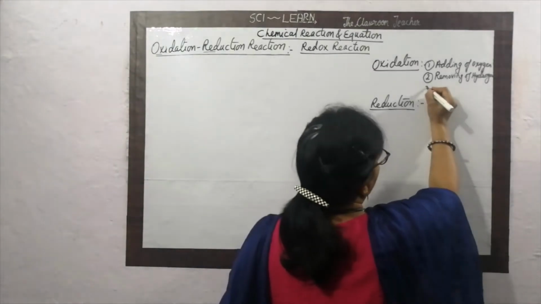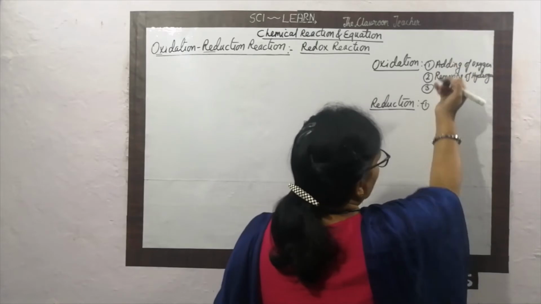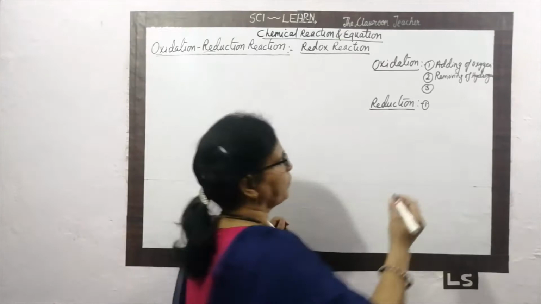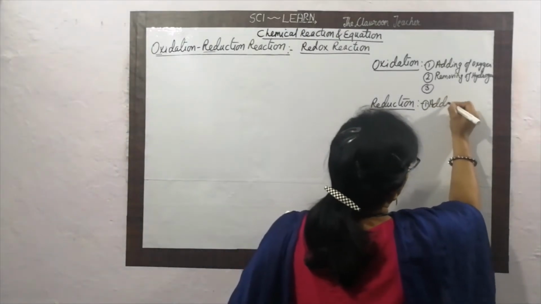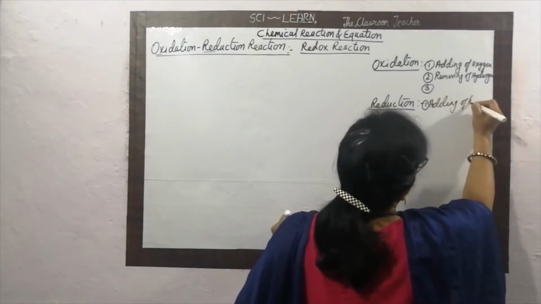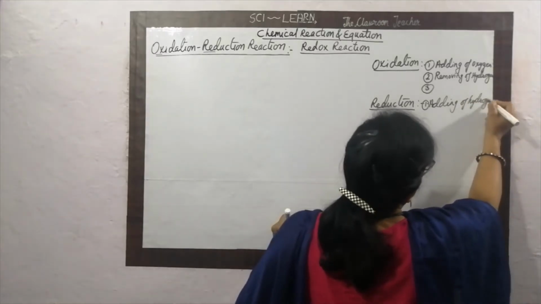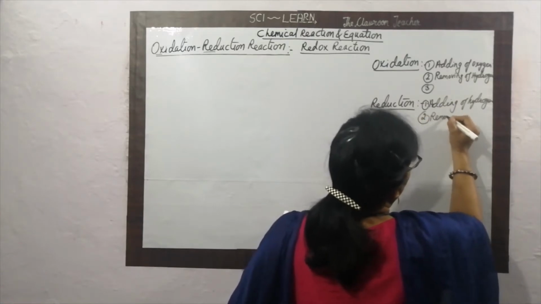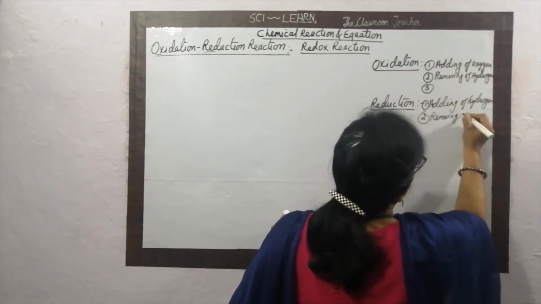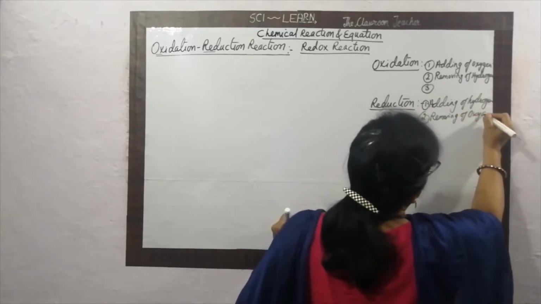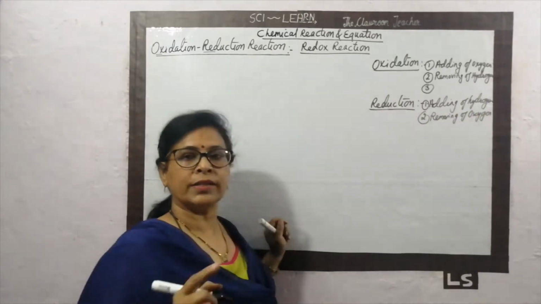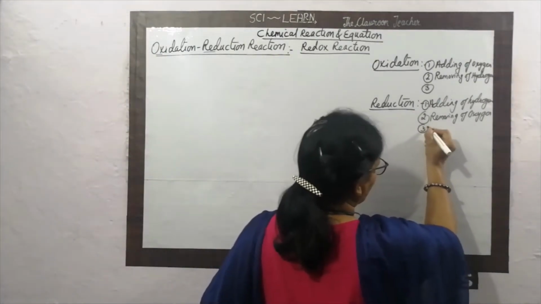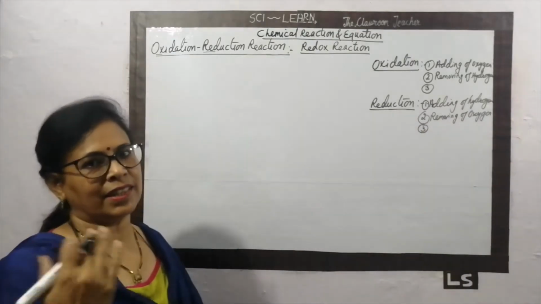What about reduction? Just opposite to this. In any chemical process, if hydrogen is added, then it is called reduction. And if hydrogen is added, something is removed: removing of oxygen, just opposite to oxidation. It means oxidation and reduction are just opposite to each other. I am leaving the third condition, that we will discuss later.